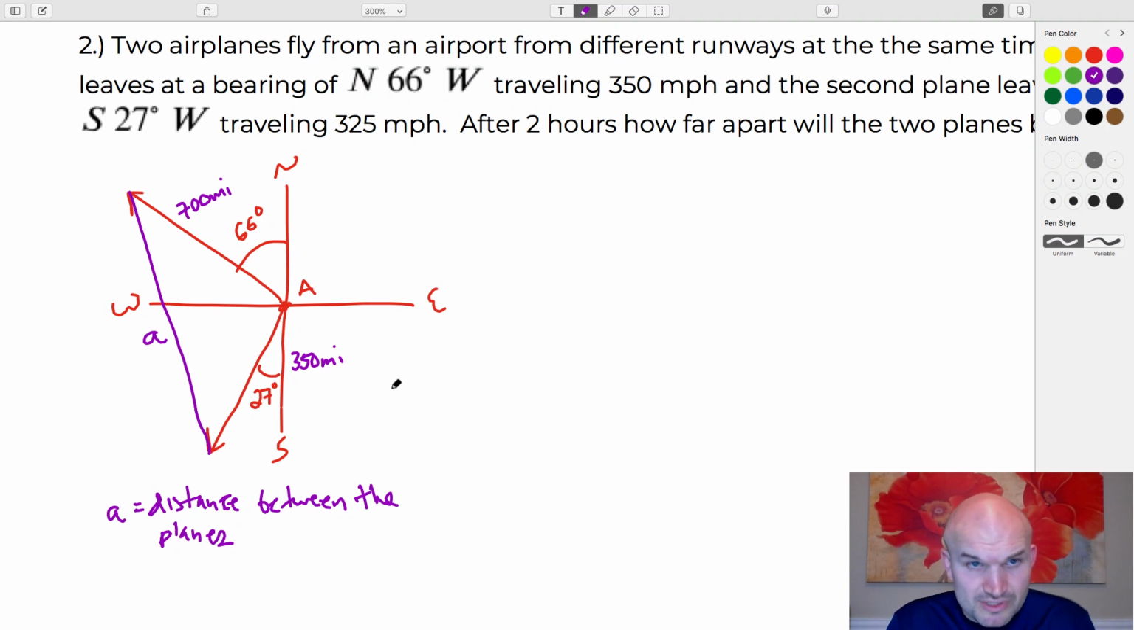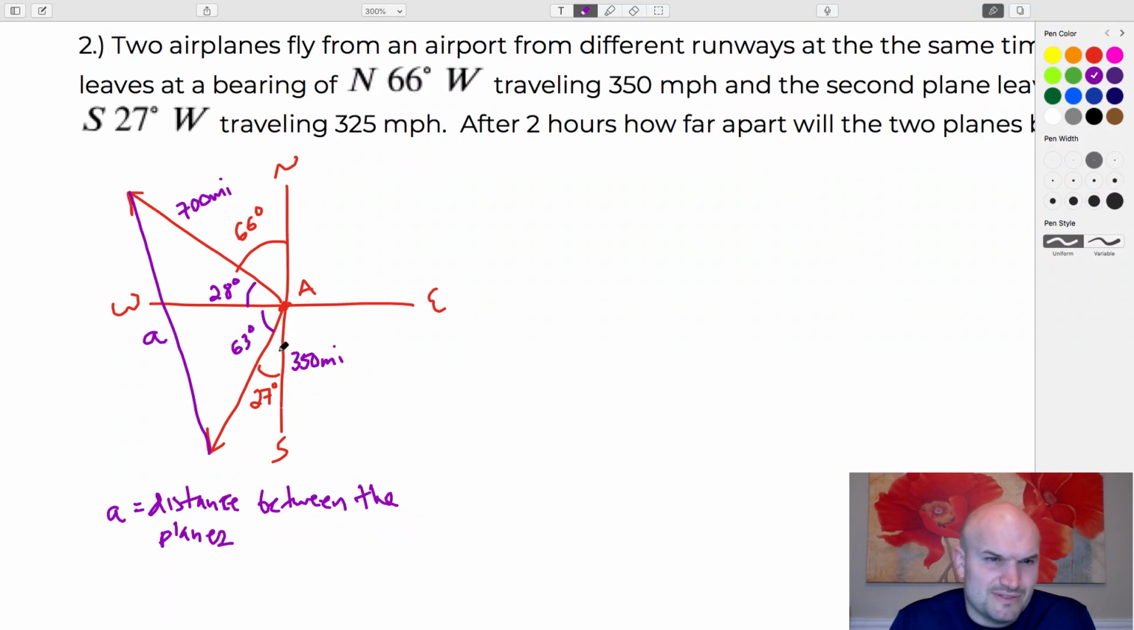The other thing we can do is, one of the big things about bearings is using complementary and supplementary angles. So we know that if from here to here is 66 degrees, then from here to here is 24 degrees, because these two angles have to add up to 90 degrees. If this is 27 degrees, then again, we know that this is going to be 63 degrees.